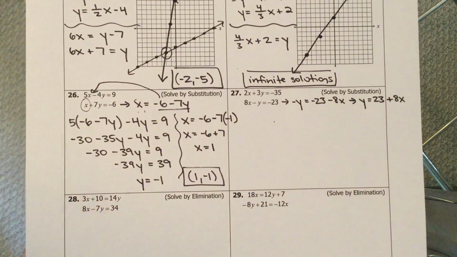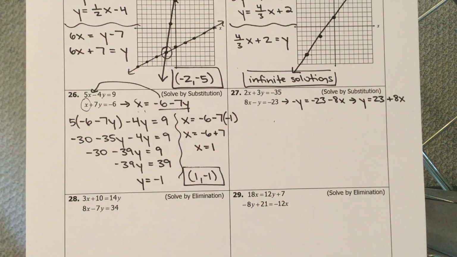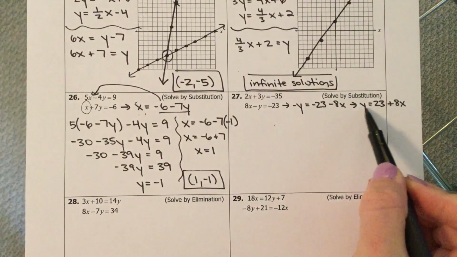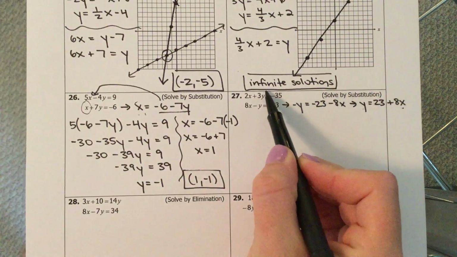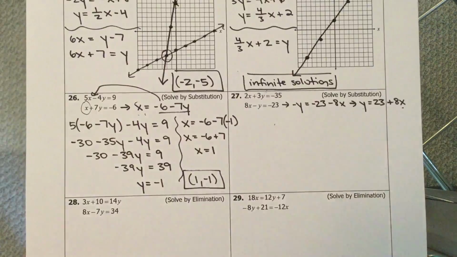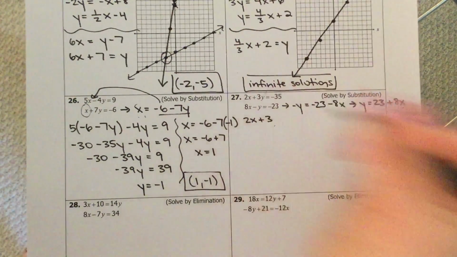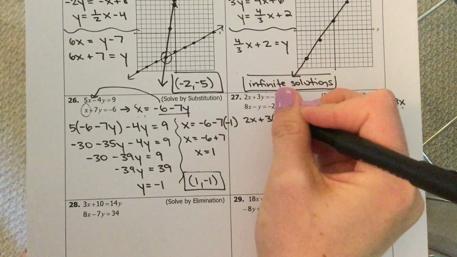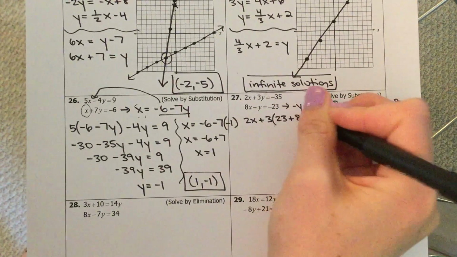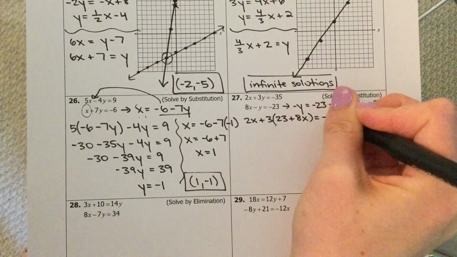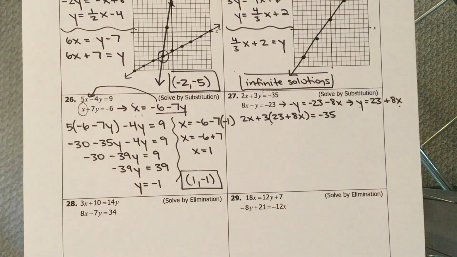Okay, step 2, substitute that expression into the other equation. Okay, so this expression for y is going to get subbed in right here for this y in the first equation. So 2x plus 3y, but the y is getting replaced with 23 plus 8x is equal to negative 35. Okay, so step 3, solve for the remaining variables.